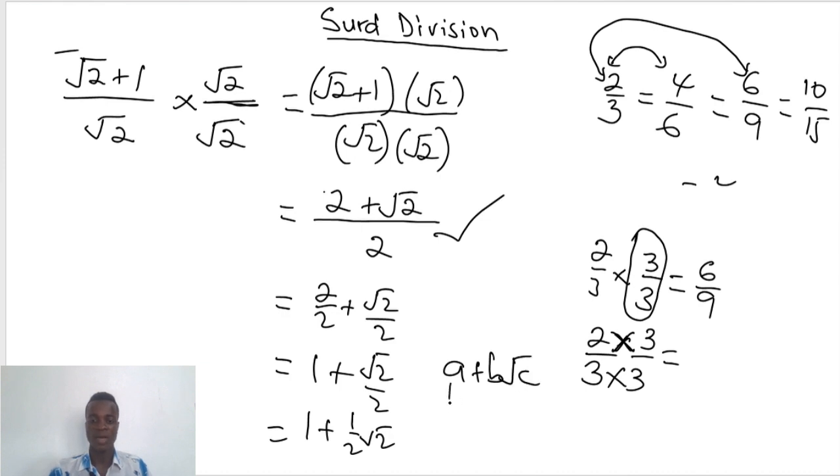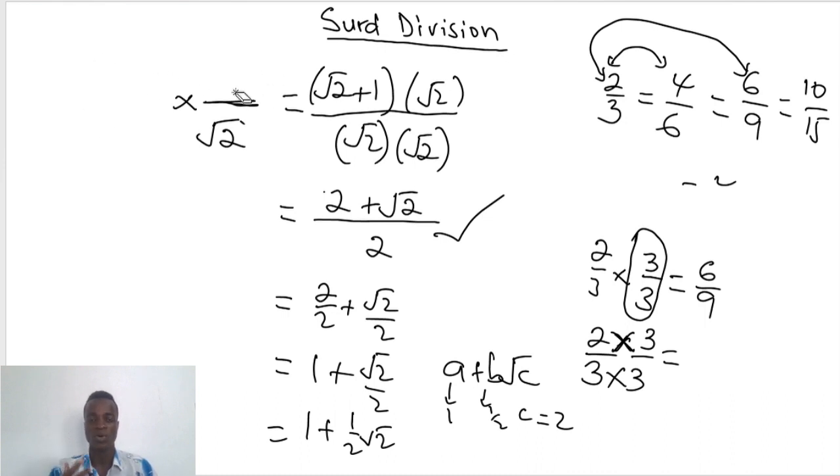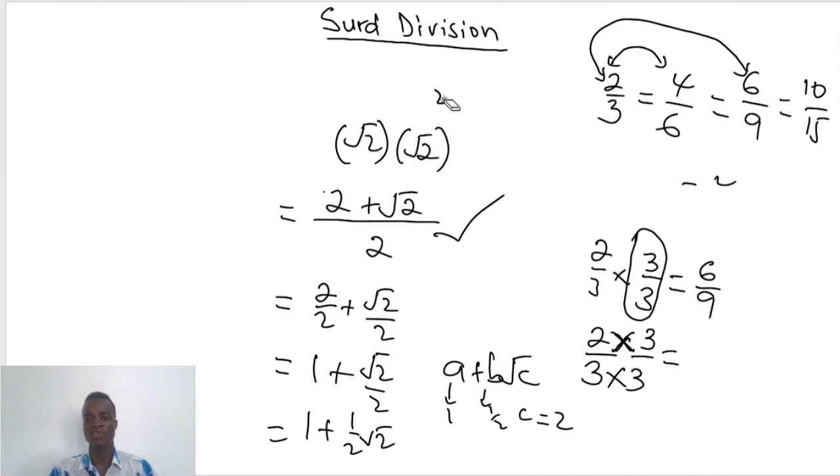So in this case, our a is 1, our b is half, and our c is equal to 2. Now we'll get that when we are doing the solving question series. But right now, for this series, we are trying to understand the concept and why we do this or that. So why do we rationalize denominators? Because the denominator contains surds.